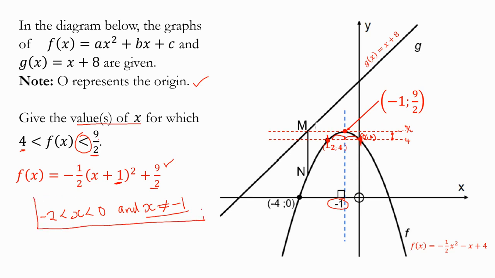We're saying x is between -2 and 0, but x cannot be equal to -1.